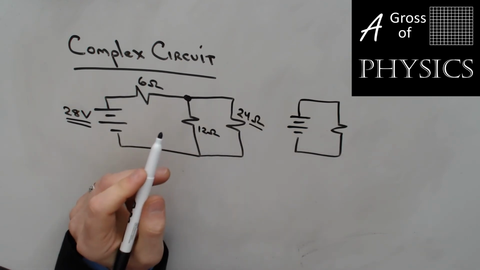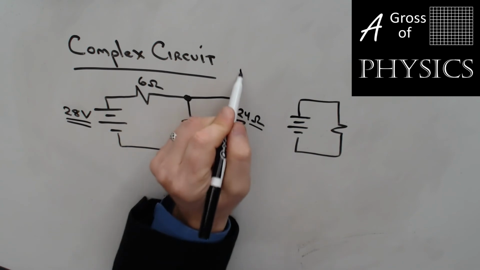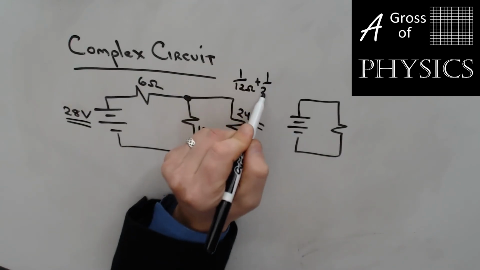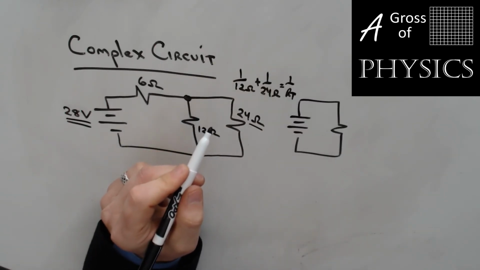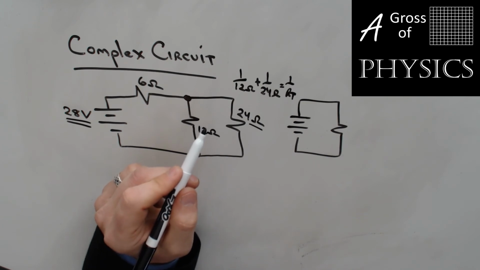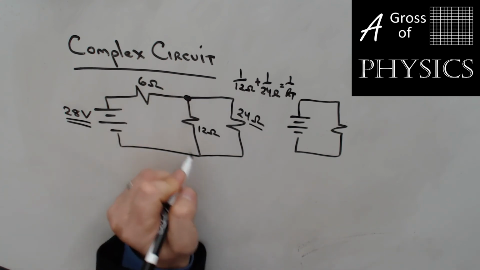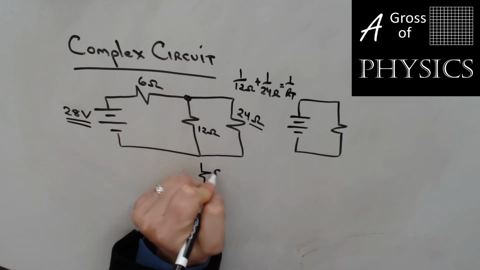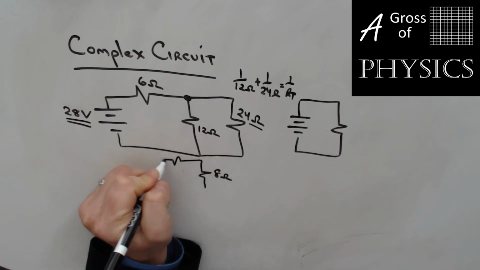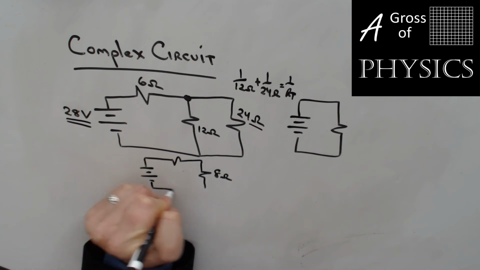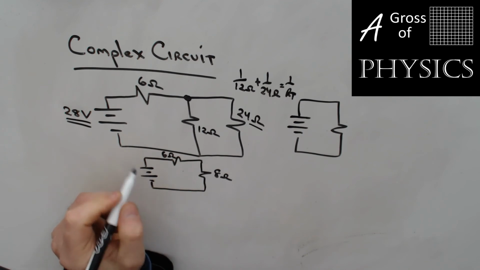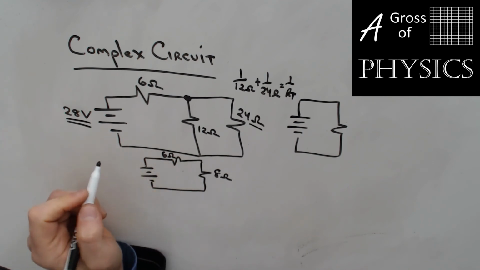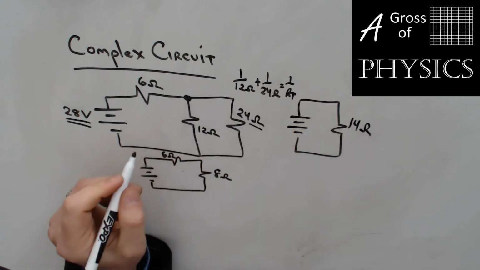Now, 12 and 24, how are they connected? Well, in parallel. So 1/12 plus 1/24 equals 1/R. 12 to the negative 1 plus 24 to the negative 1 equals 0.125 to the negative 1 equals 8. So these 2 resistors combine to form an 8 ohm resistor. And then we continue the circuit. 6 ohms here. Well, 8 and 6 are connected in series. So 8 plus 6 is 14. So this is a 14 ohm equivalent resistance.